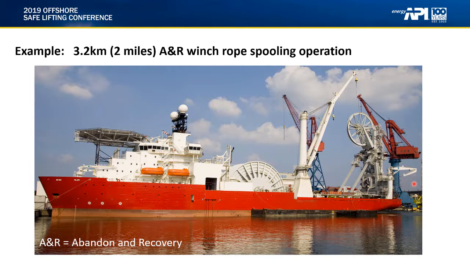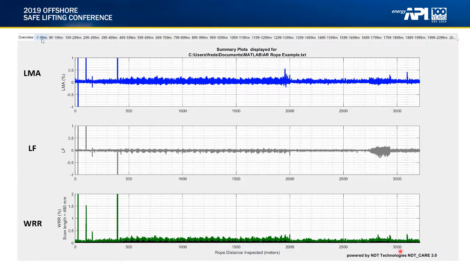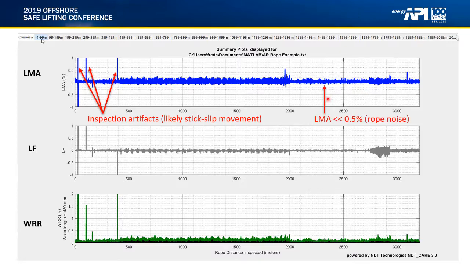rope spooling operation. Again, using our NDT Care version 3.0 software, the same three signals, LMA, LF, WRR, we can see the inspection here. Notice the x-axis is in meters. We're over 3,000, so roughly 3.2 kilometers is the total inspection. There are a few inspection artifacts which are likely due to some stick-slip movement of the winch. We'll see that more clearly in an upcoming slide. Notice that the LMA is well below 0.5%.